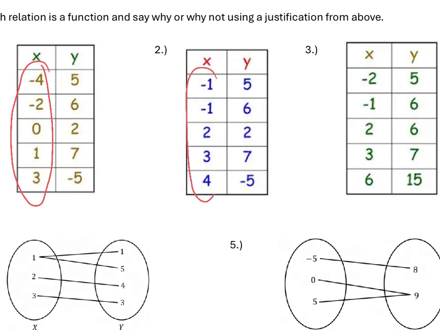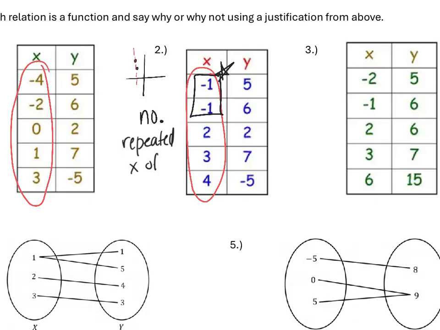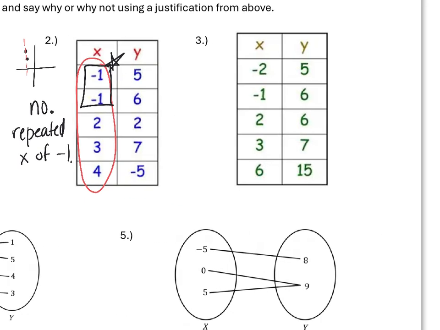Number 2, again, I have a set of numbers. I'm going to pay attention to my x values. In this case, there is a repeated x. That is a problem. Because what that looks like on a graph is if you have on graph -1, 5, and negative 1, 6, those are going to be right above one another, and it will not pass the vertical line test. So we can say, no, this is not a function because there is a repeated x of negative 1.